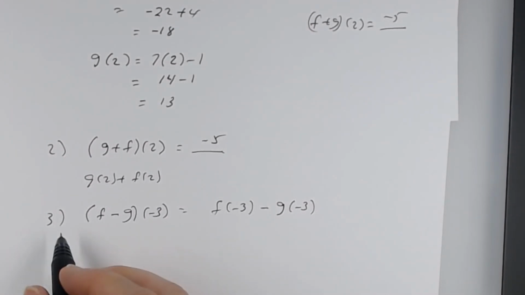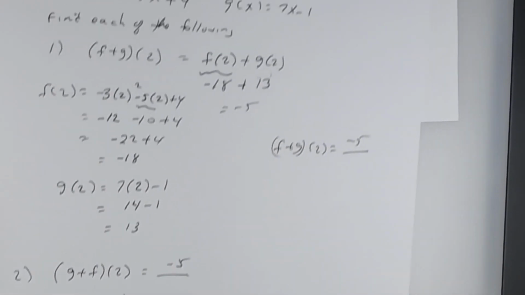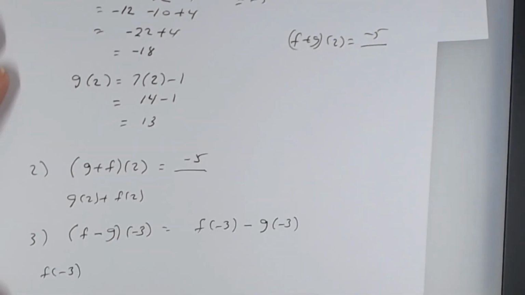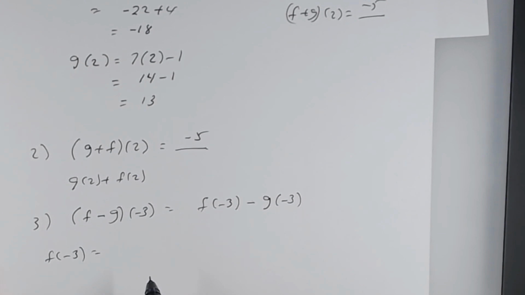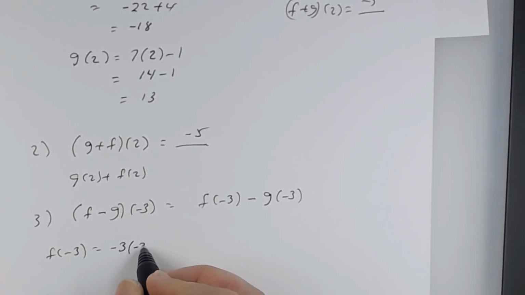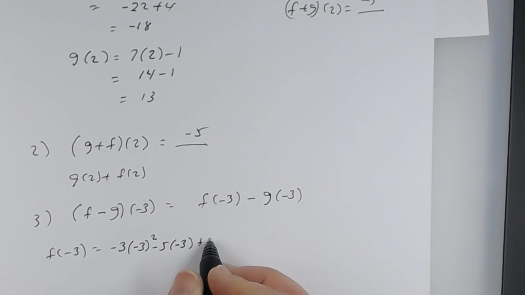What do I have to find first? F of negative 3. So let's do that. Remember your function f was negative 3x squared minus 5x plus 4. So wherever we see the variable x, what are you going to substitute? Negative 3. So do y'all agree you're going to get negative 3 times negative 3 squared minus 5 times negative 3, and then plus 4.